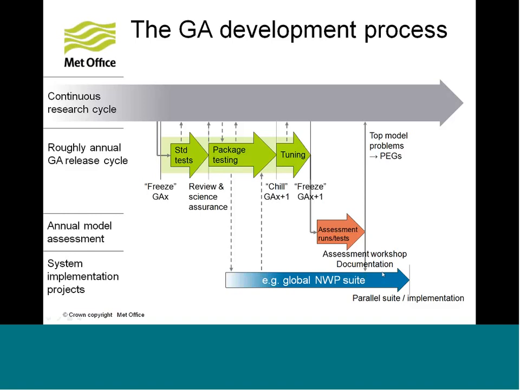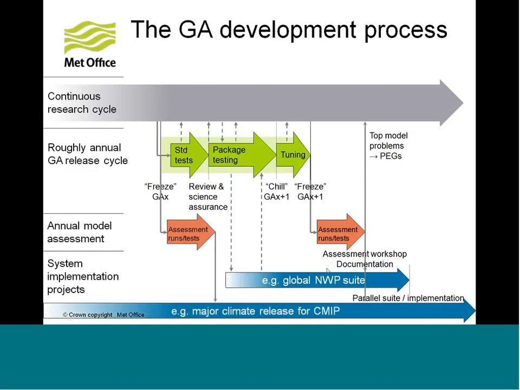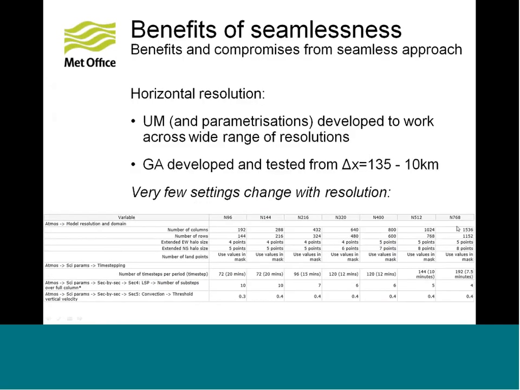For something like an NWP implementation, we may pick up every release or every other release and put that into our NWP suite. Again, our collaborators will usually pick up every other release. But for something like a CMIP project where you're looking at major upgrades from the previous CMIP, it's probably appropriate that this interaction should happen over a number of GA releases leading up to the freeze of the final climate model. So we're often asked how seamless we are, and hopefully I'll demonstrate this here.